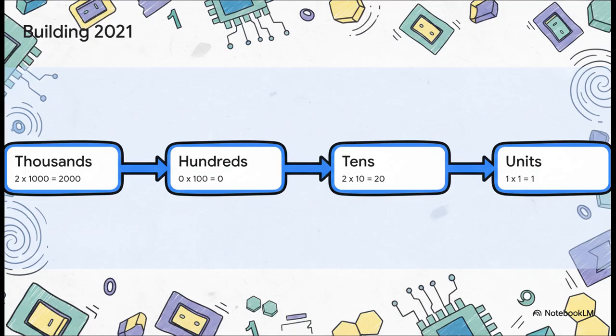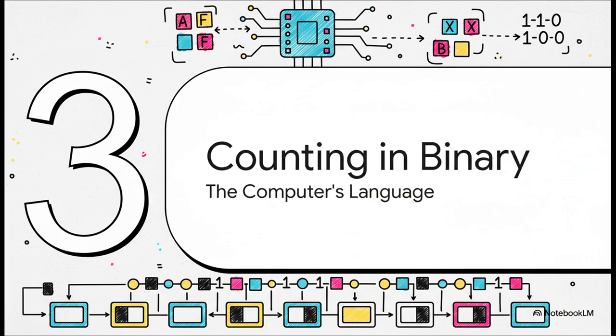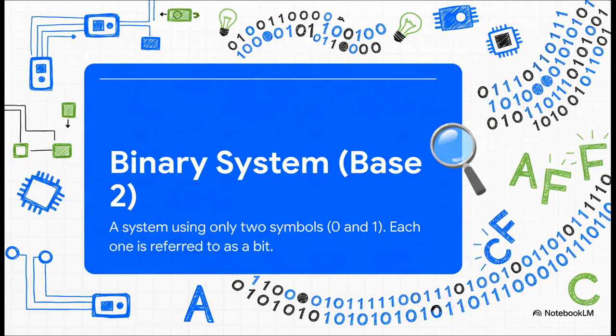Simple enough. So, if our system is built on powers of 10, how does a computer build numbers when it only has two symbols to work with? Well, it just uses a different base. So, let's dive into binary. The binary system is base 2. It only uses those two symbols we talked about, our old friends 0 and 1. And each one of these little digits has a special name. It's called a bit, which, fun fact, is just short for binary digit. This is the absolute smallest piece of data you can have, that single on or off state.